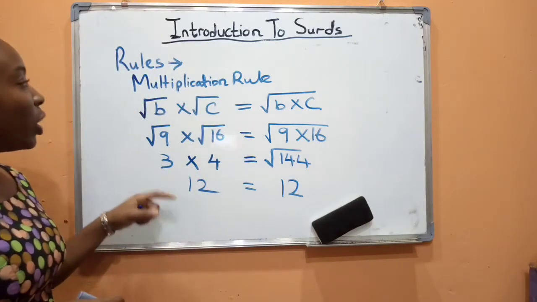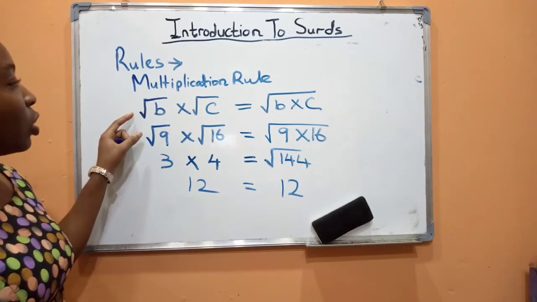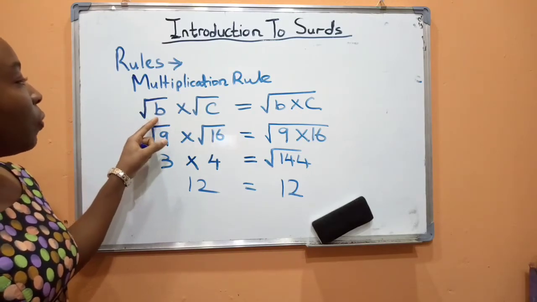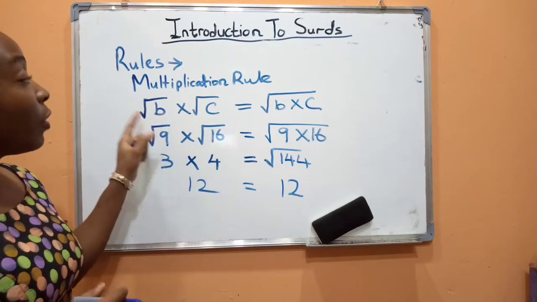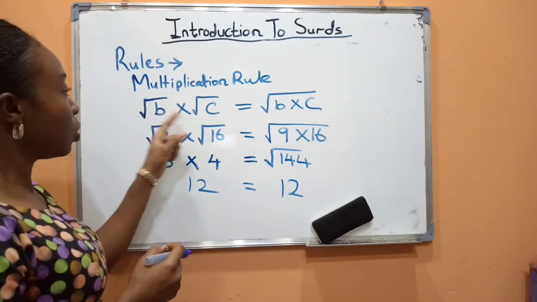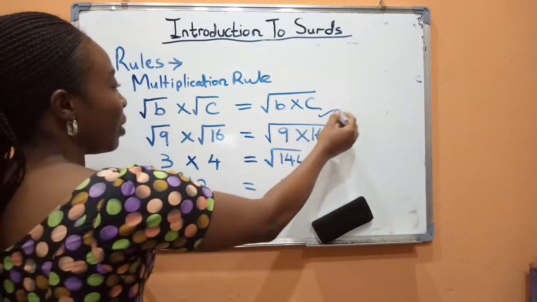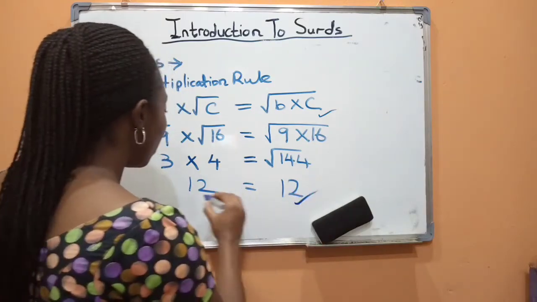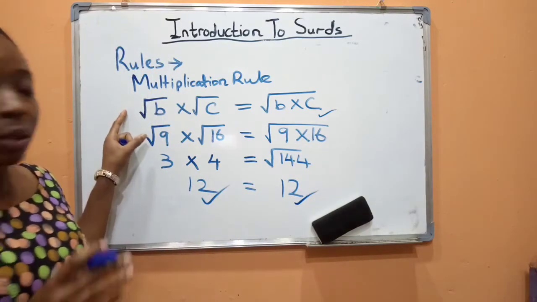So whenever you are multiplying different surds, you can combine them and still get the same answer. That's what this very rule simply means.